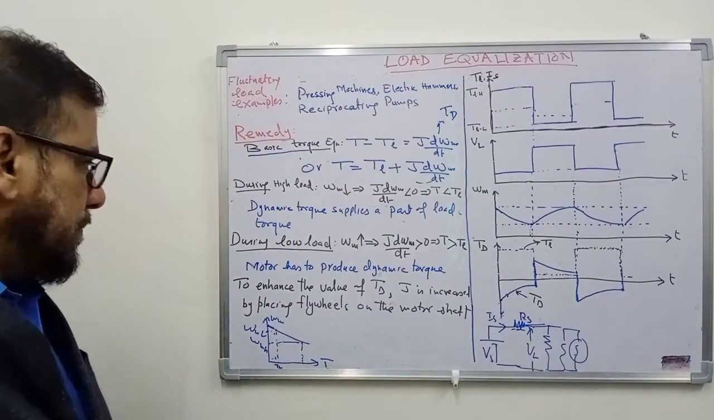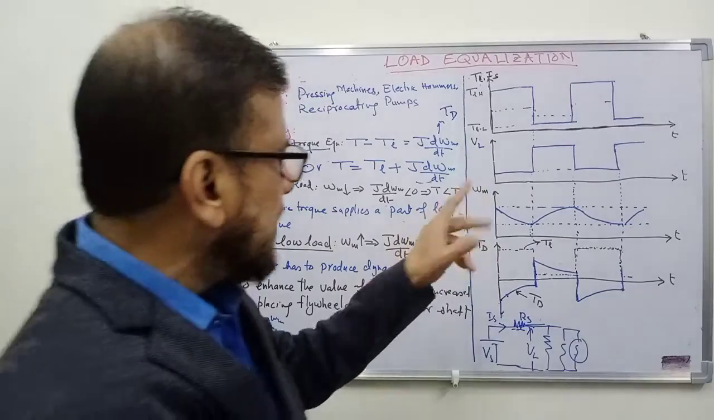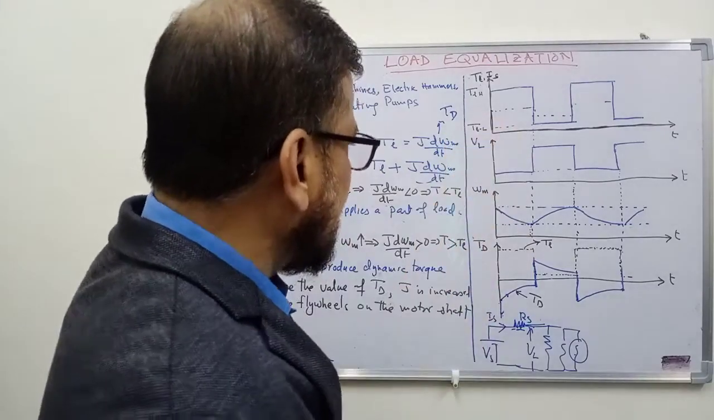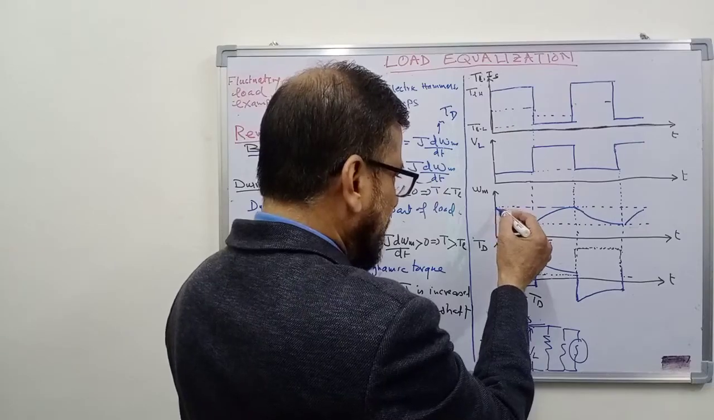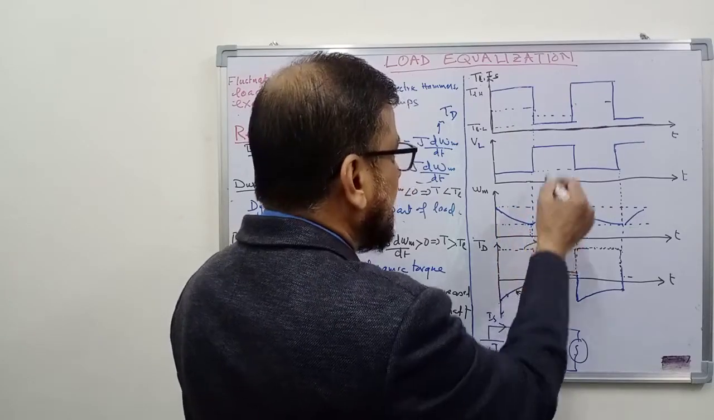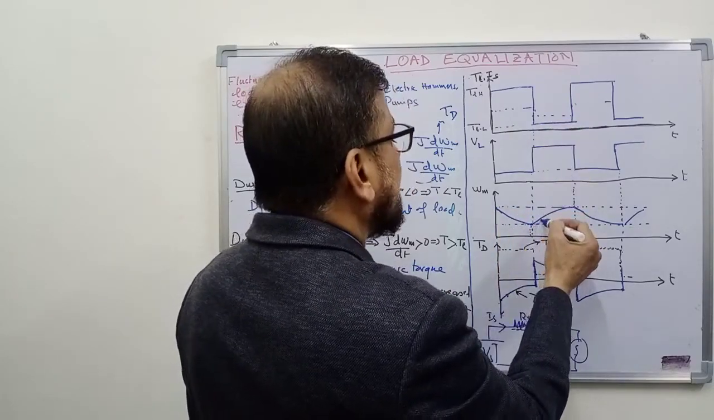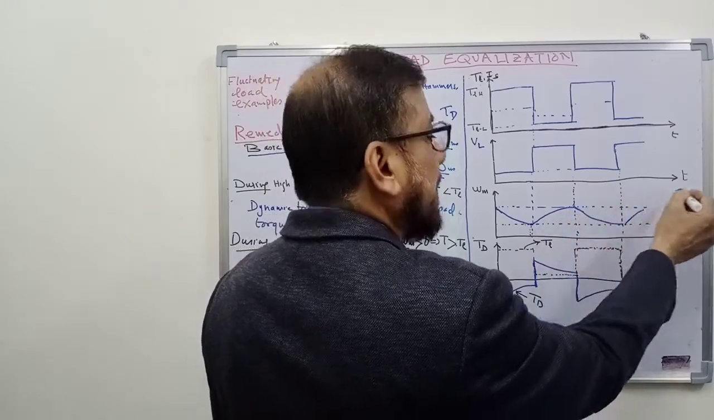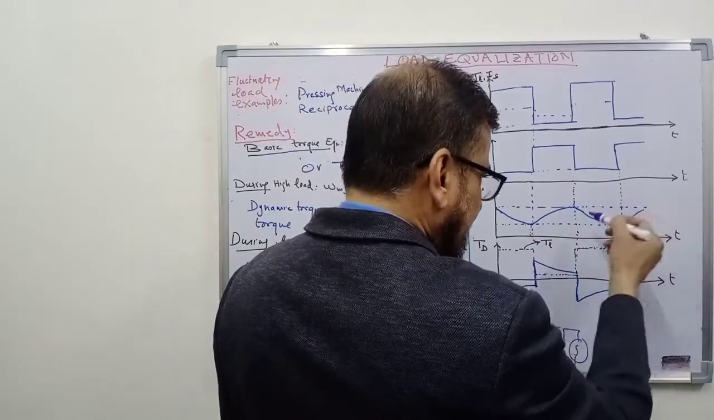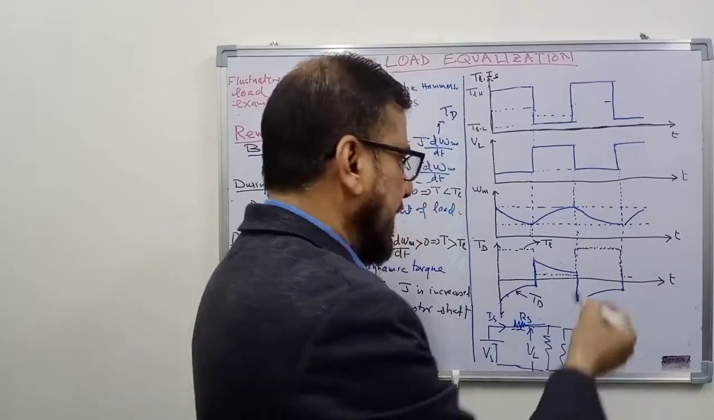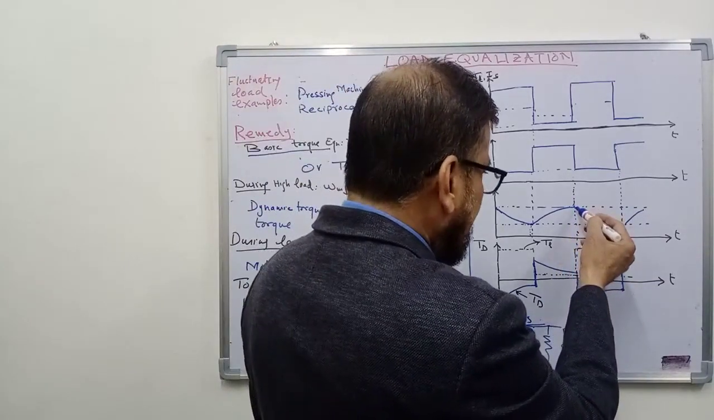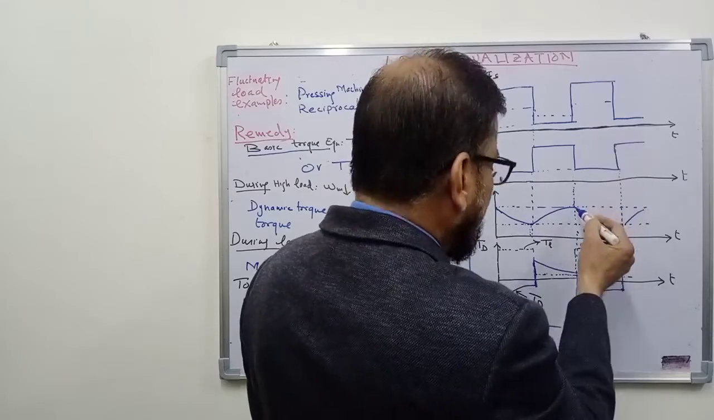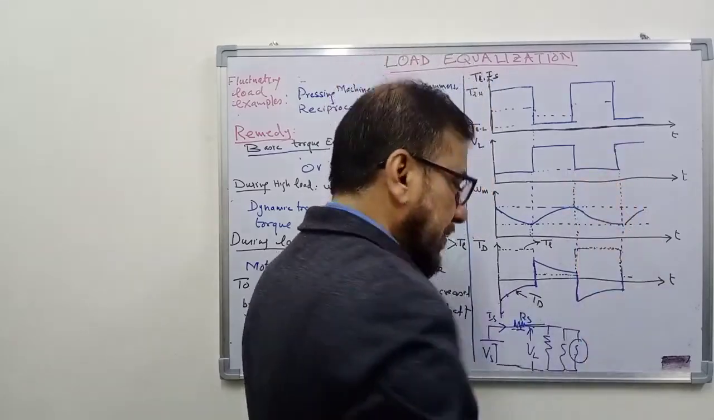So now let us see how the curve will be like this. During the high load period, the speed of the motor decreases like this. When the load is reduced, the speed increases, and it will settle to the new value of a steady state if time is elapsed further. Again the load increases, the speed starts decreasing.